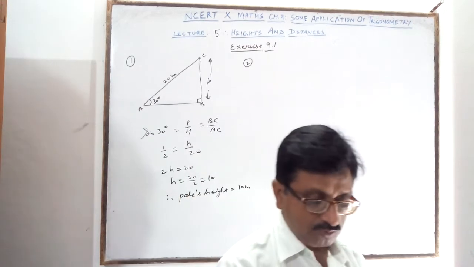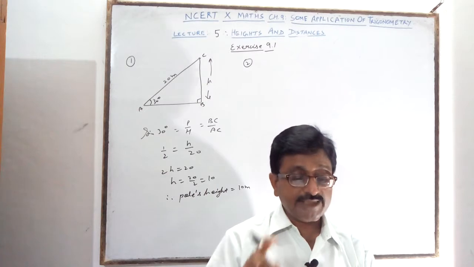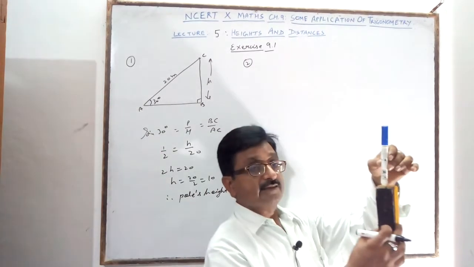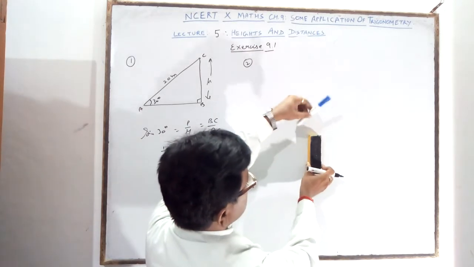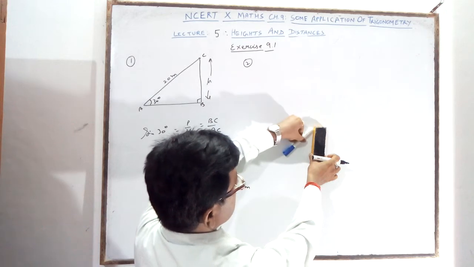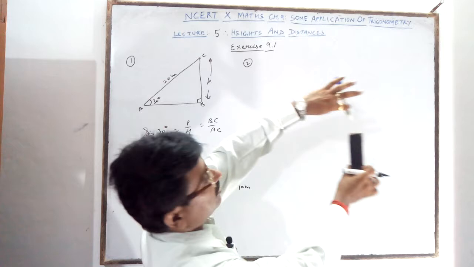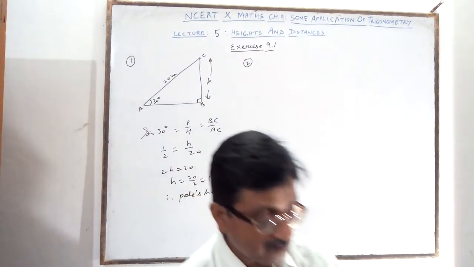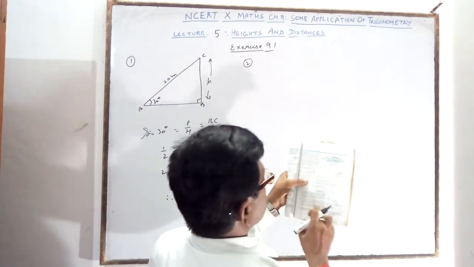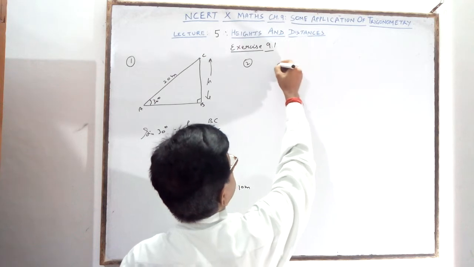In question number 2, a tree is broken due to the storm and the broken part bends. Very simple question. It is a tree, and it is broken but not separate from this part. It means the total height of the tree is the combined height of this pen and the duster. So a tree is broken due to the storm and the broken part bends so that the top of the tree touches the ground.